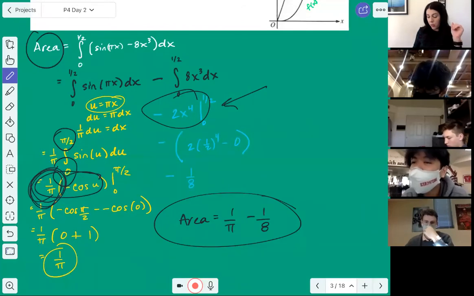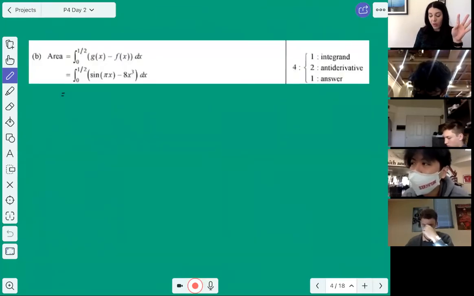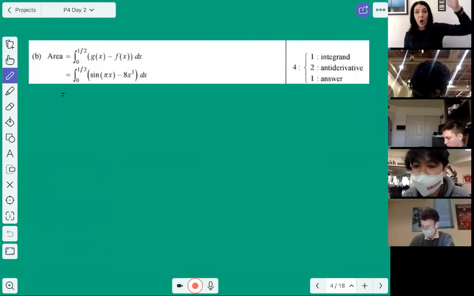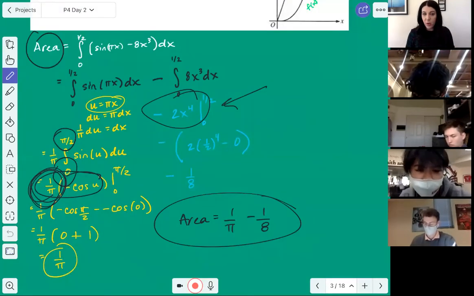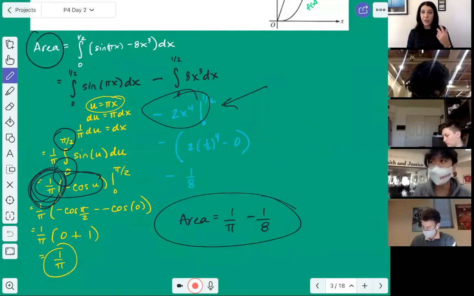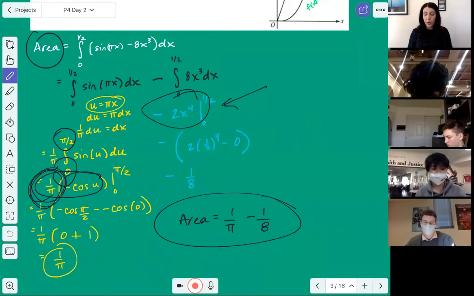Okay, so right now there's 3 points possible. Fourth point is for the answer. You cannot get that answer if you didn't get all the points before it. Even if you got the right answer, we would have already stopped grading. Okay, so the final answer, 1/pi minus 1/8, that's your final point. But again, you can only get that if you haven't missed anything leading up to that problem. Are there any questions on this one?